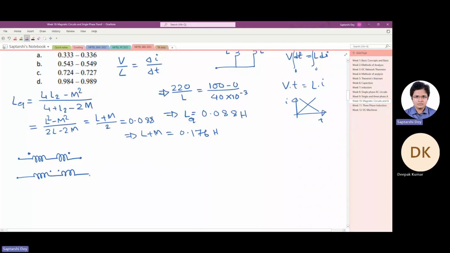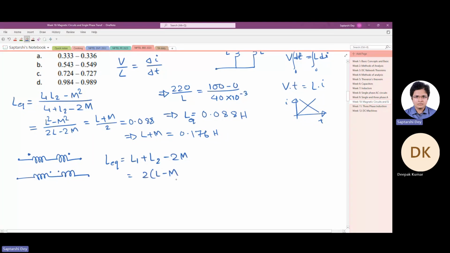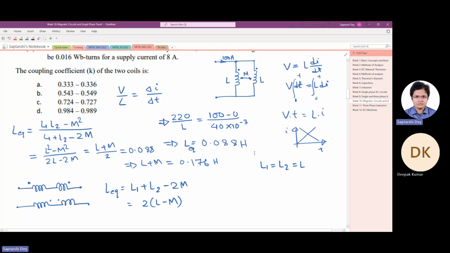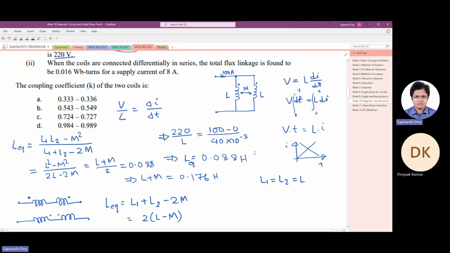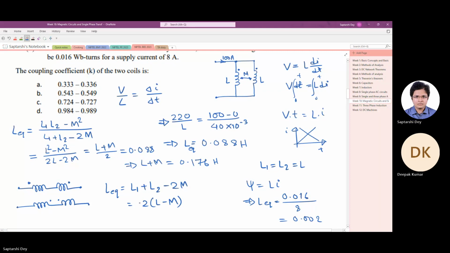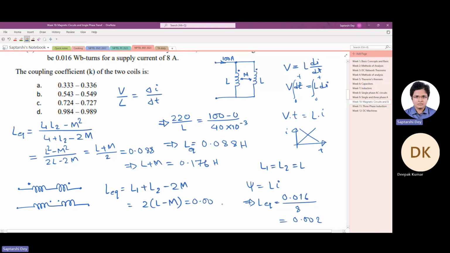Same thing. In this case, the equivalent inductance becomes L1 plus L2 minus 2M. In this case, it becomes 2 times (L minus M). As the inductors are identical, we write L1 equals L2 equals L. Now the question says that total flux linkage is found to be this much Weber turns for a supply of 8 ampere. Now psi, flux linkage, is Li. So we can find out the Leq, which is psi by I, 0.016 by 8, 0.002. So 2 times (L minus M) becomes 0.002. So from here we can write L minus M is 0.001.